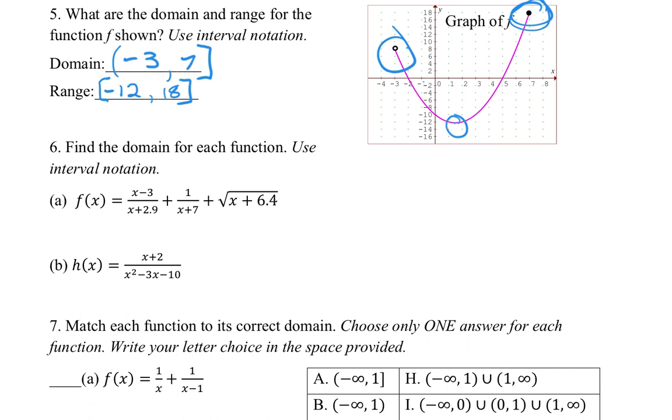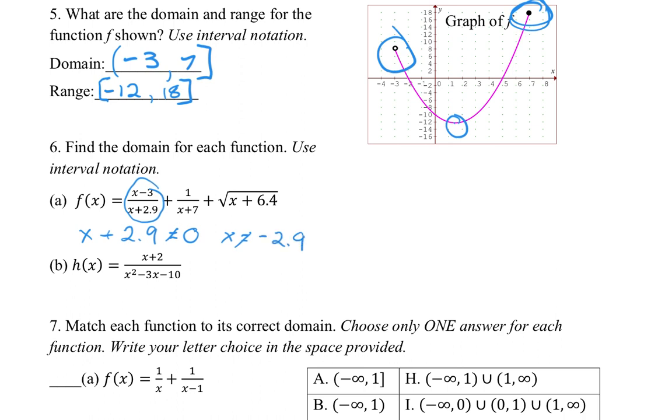So the two things that we need to look at when we're considering domain is the fact that we can't divide by 0, and that we can't take the square root of a negative number. Okay, so let's go one fraction at a time. If we look here, we see that in the denominator, we have x plus 2.9. And like I said, we can't divide by 0, so this can't equal 0. So that means that x can't equal negative 2.9.